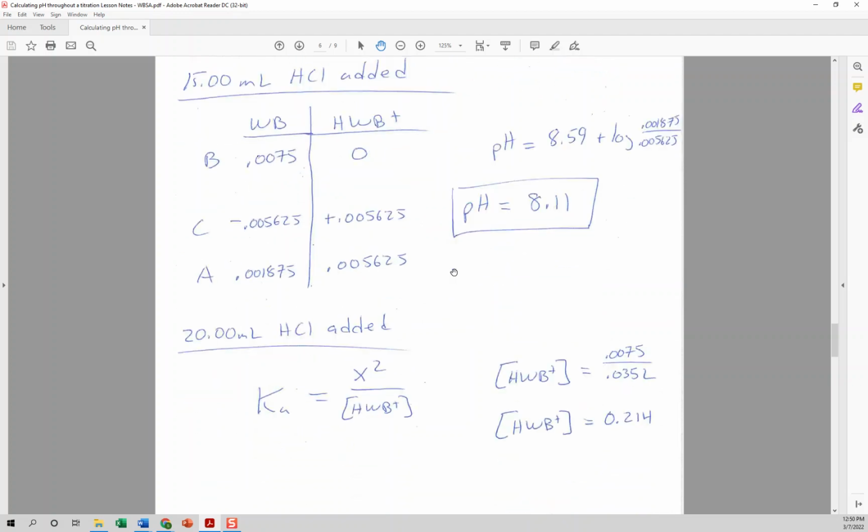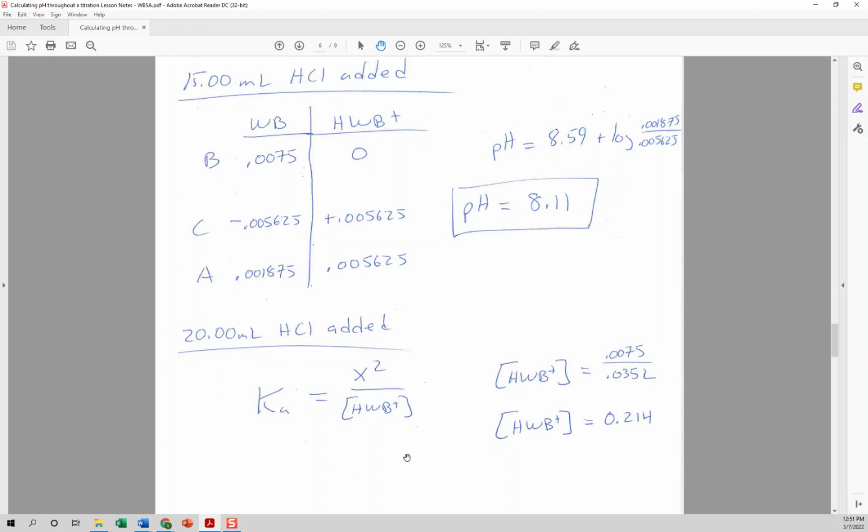So keep going. So now remember, this is the equivalence point. So what do we have in our flask? We don't have any H plus because it's all gone because it reacted with all the WB. And we don't have any WB because it's all gone because it reacted with the H plus. And those amounts are equal because we are at the equivalence point. That's what it means. So we have chloride, which is neutral, so we don't have to worry about it. We have water, which is neutral, so we don't have to worry about it.